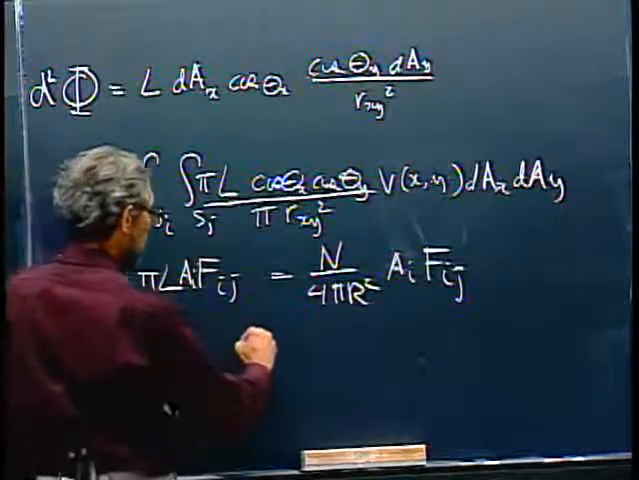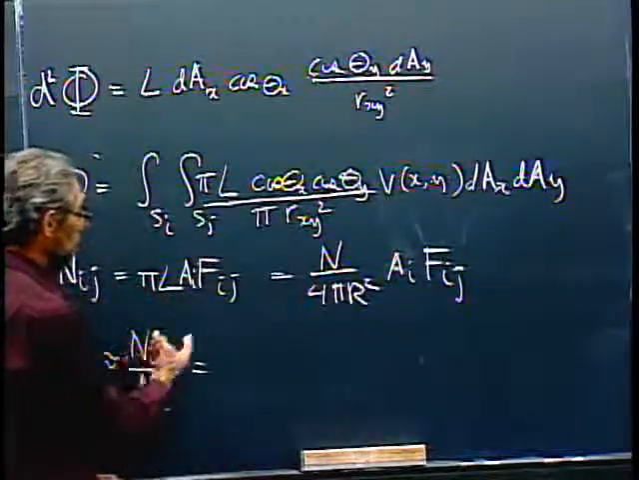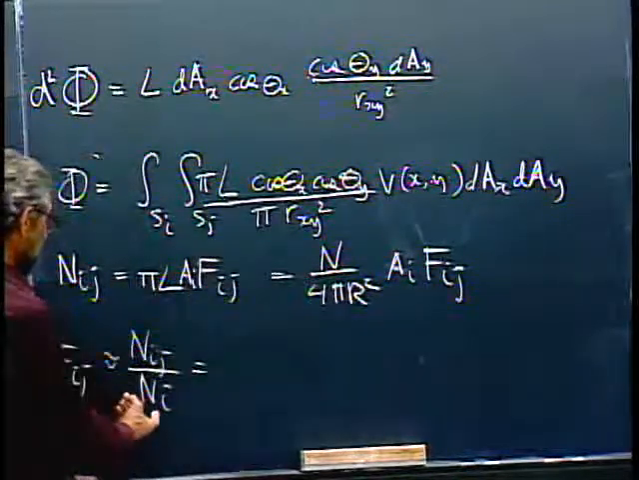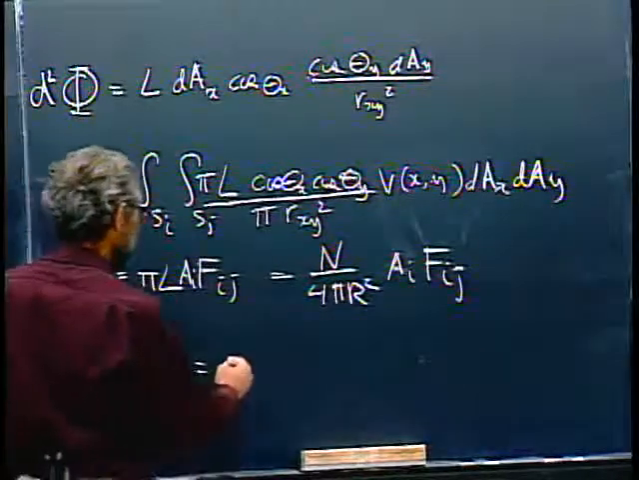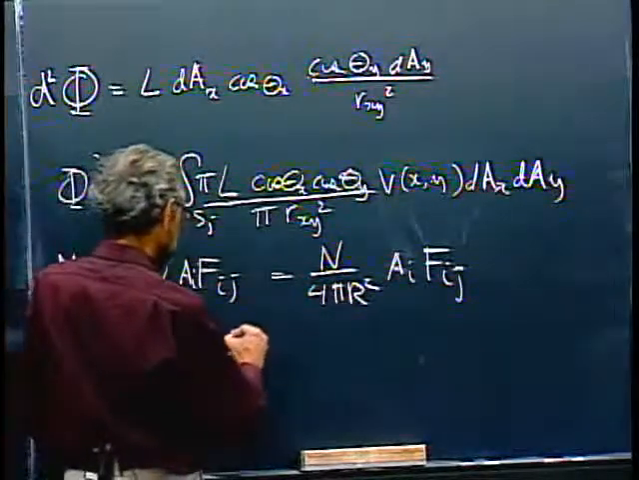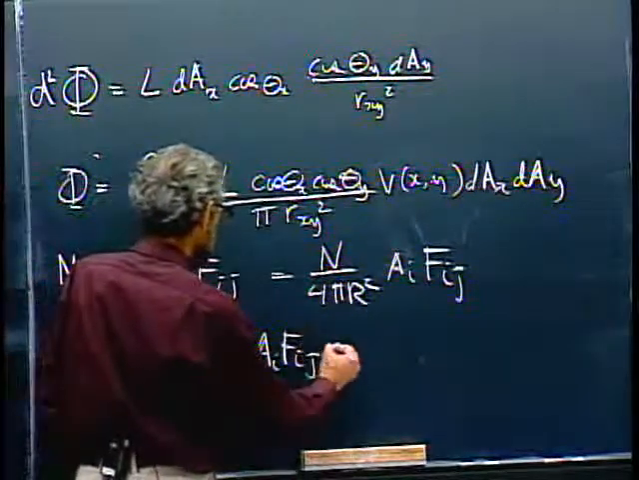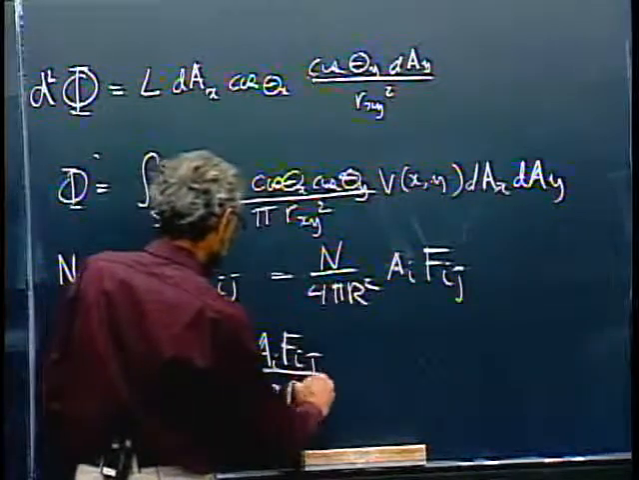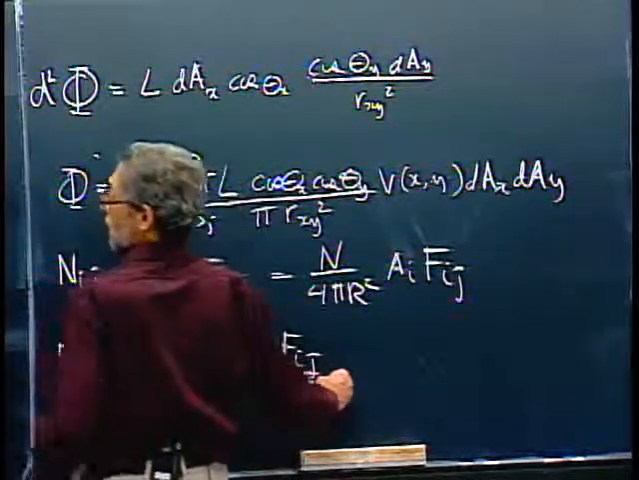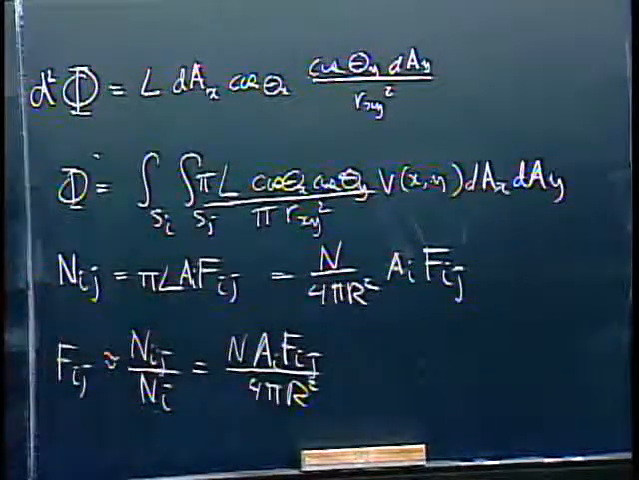Right, so if I have, is that true? The expected value of this one is here, and the expected value of the denominator is there. So if I take the ratio, it's N times AI Fij over 4 pi r squared. And then by dividing by this fraction, if I put the AI in the numerator, it'll make it easier for me to do that.